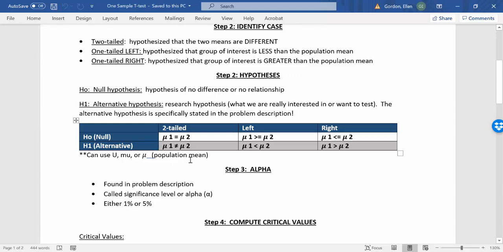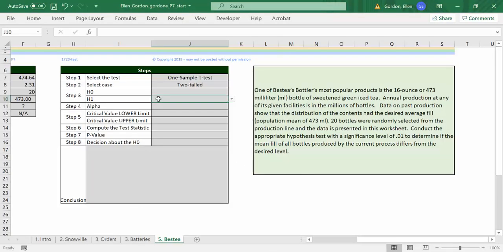We're conducting a two-tailed test, so this is our set of hypotheses. Again, H1 is the alternative hypothesis, and we're looking to see if there's a difference. So the two means would not be equal. And then the null is the opposite of that. So the null is that the two means are equal.